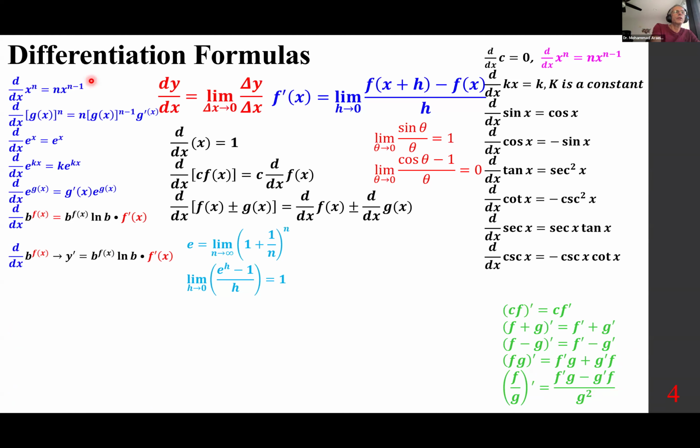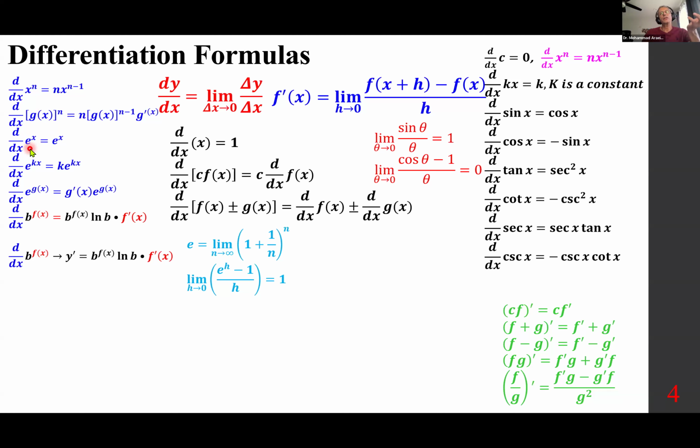Power rule, again, we repeat it. And if instead of x, you have a function to the power of n, you use the extended power rule using the chain rule. The derivative of g of x to the power of n becomes n g of x to the power of n minus 1 times g prime of x.